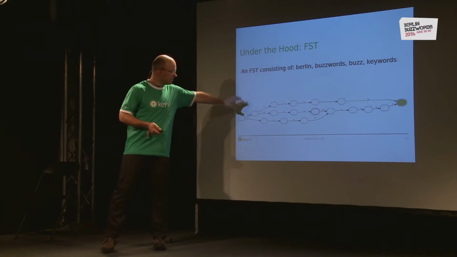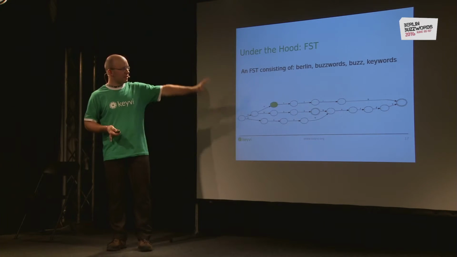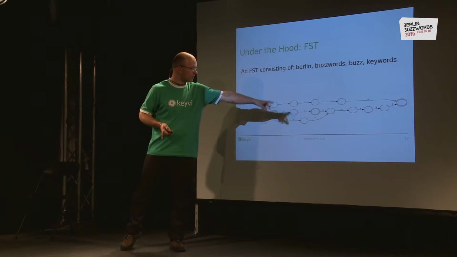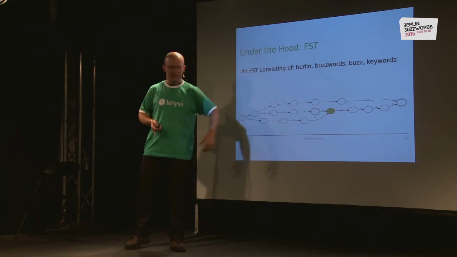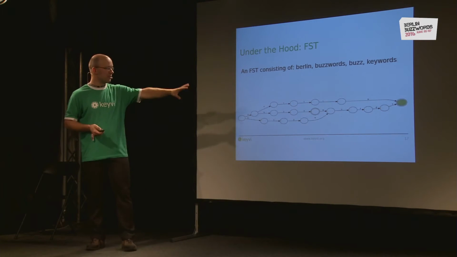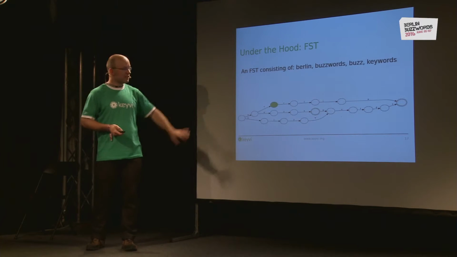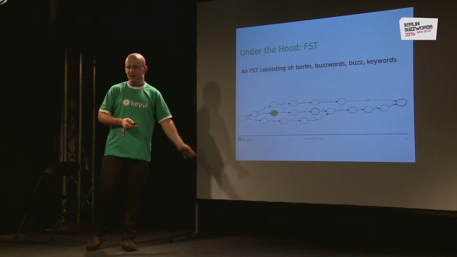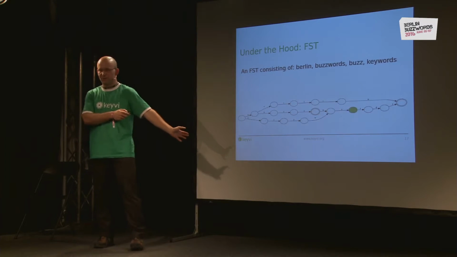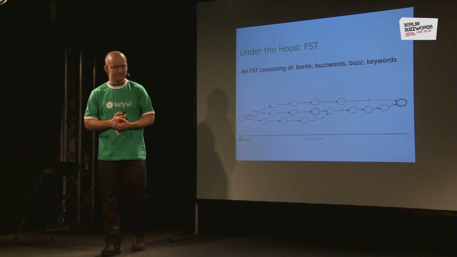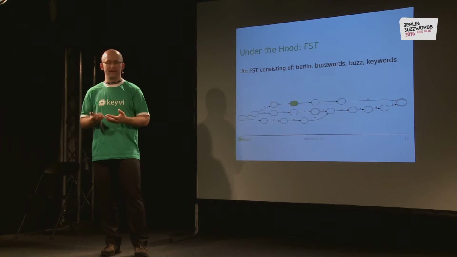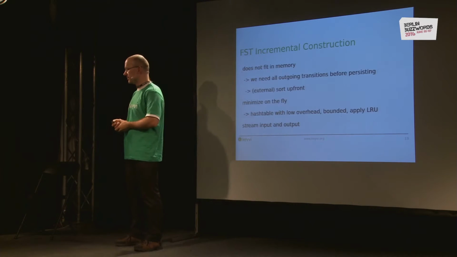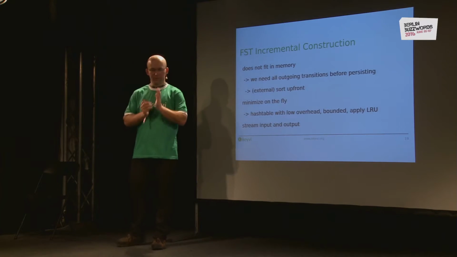What we do in a trie is compress prefixes. In the state transducer, we also compress suffixes. You see that keywords and buzzwords share the same suffix. It's a little bit hard to always explain this on such a small example, but as I showed you before with the compression ratios, it quite matters. And it's also different depending on what kind of data you put in.